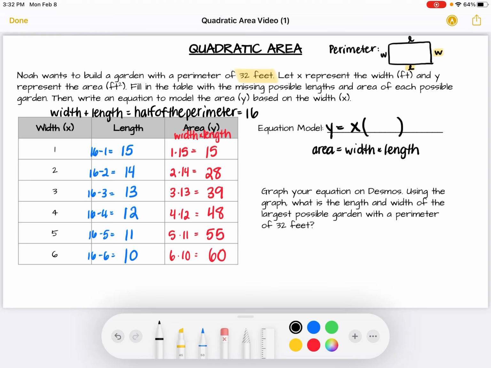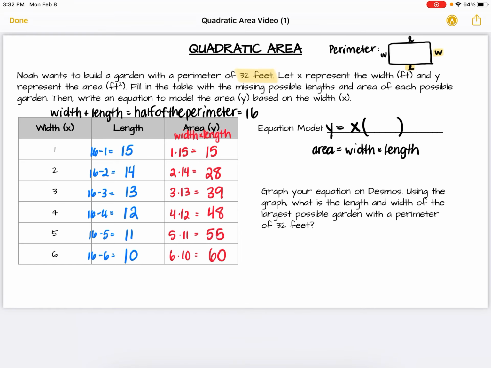Now the length, we don't really have a variable for length, so we need to talk about the length in terms of the width. Let's remember back to how we found our length each time. Each time we took 16 and subtracted the width. Well, 16 minus the width every time, which is x, is 16 minus x. So that means our length is 16 minus x. You can remember this is always half the perimeter minus x. X times half the perimeter minus x is always going to give us our equation model for this type of situation.